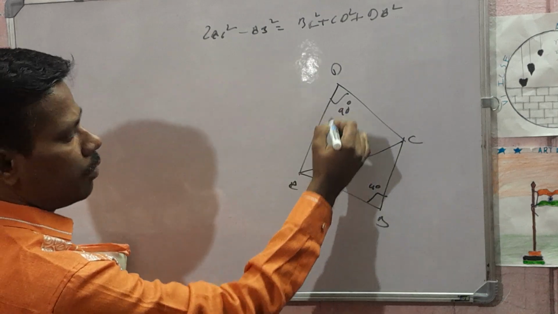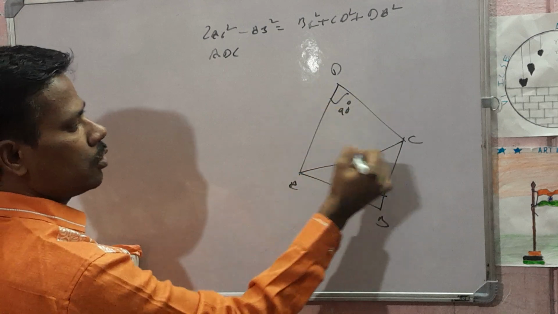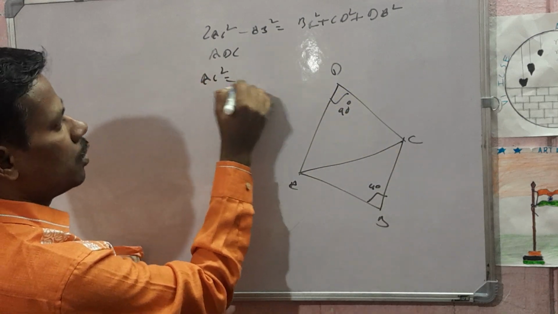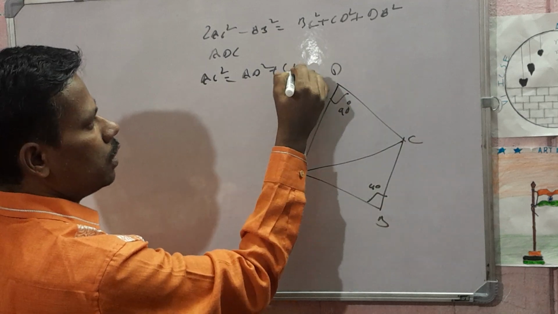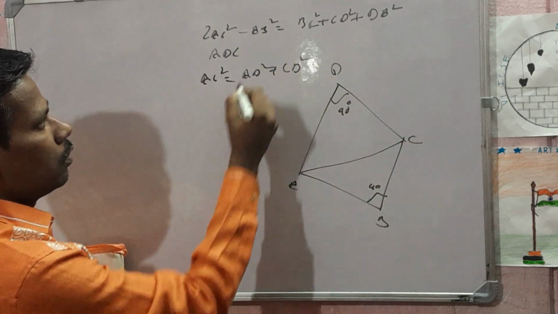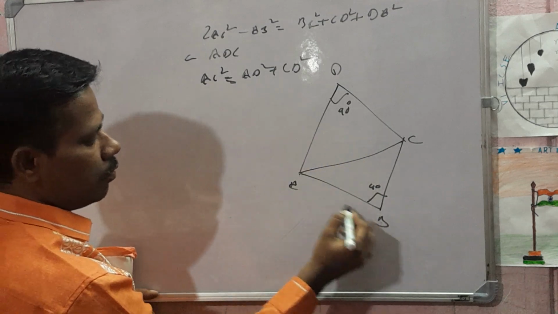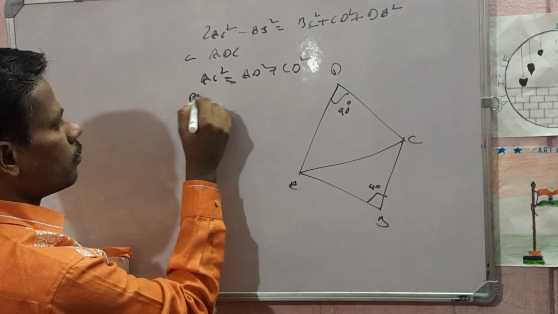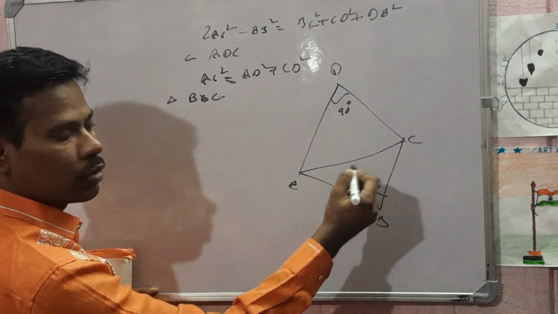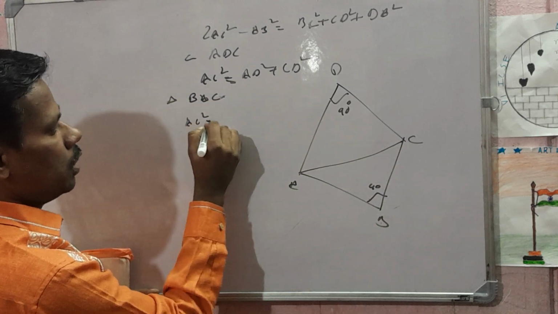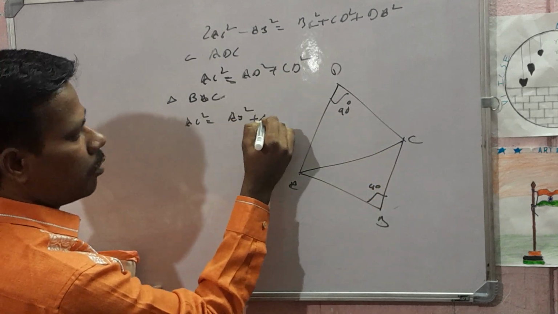So, apply Pythagoras theorem for this triangle ADC. The square on the hypotenuse is equal to the sum of squares on the other two sides: AD square plus CD square. Now consider triangle BAC, apply Pythagoras. The square on the hypotenuse, AC square, is equal to the sum of squares on the other two sides: AB square plus BC square.